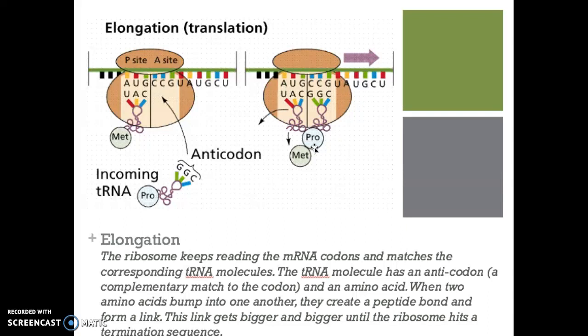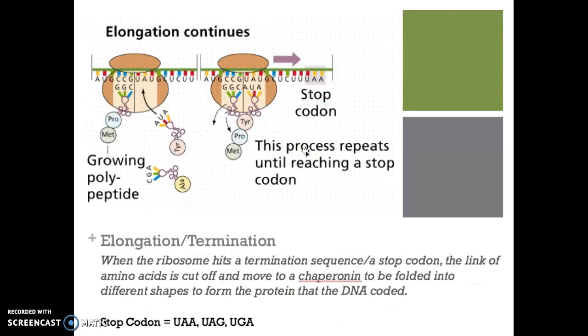They got rid of a water molecule there between the amine group and the carboxylic acid group. And now they're joined together. So now we're starting to form a chain, and that's the process of elongation. And this is going to continue until we reach a termination sequence.